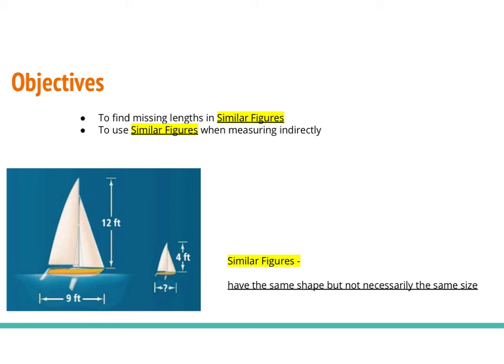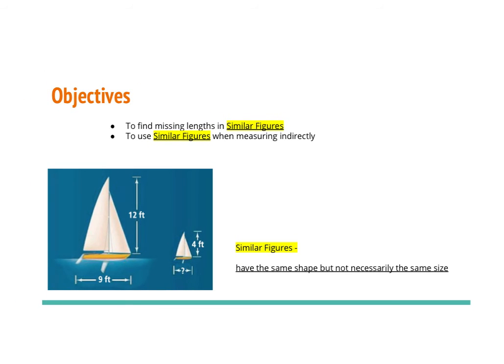Okay, so our first slide is the objectives of this lesson. Our objectives are to find missing lengths in similar figures and to use similar figures when measuring indirectly.